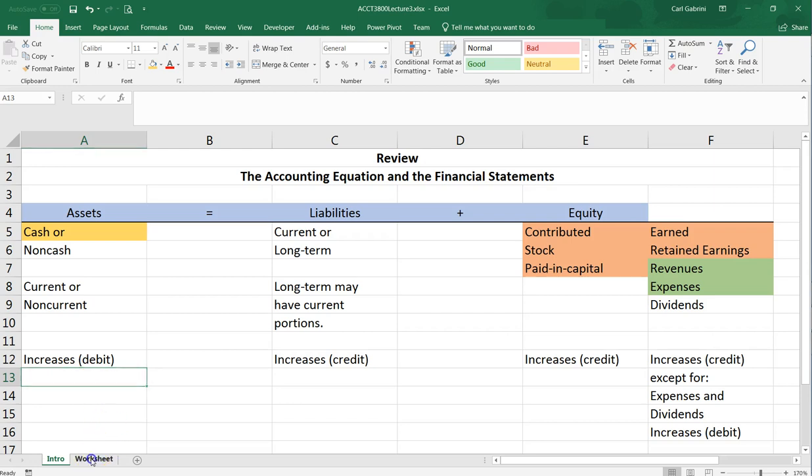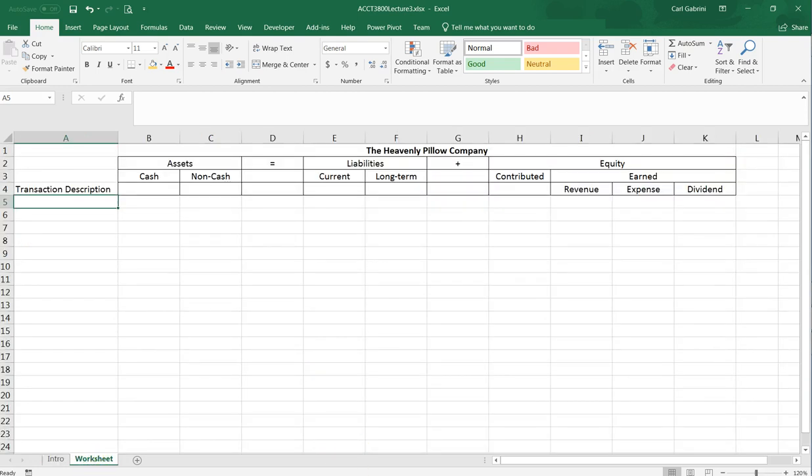So now let's go over here to a worksheet I put together, just so we can take a look at how this works. So again, I'm going to go back to using the pillow company example. I call myself the Heavenly Pillow Company. Our pillows are so soft and comfortable, you feel like you're sleeping in heaven.